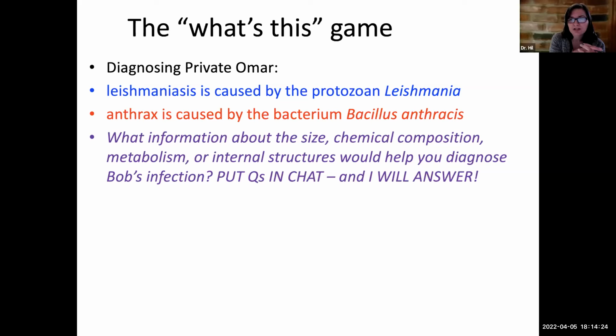And so asking questions like, well, how big is it? And what's its chemical composition? And does it have a nucleus? Those kinds of things can be helpful. So hopefully that makes sense.